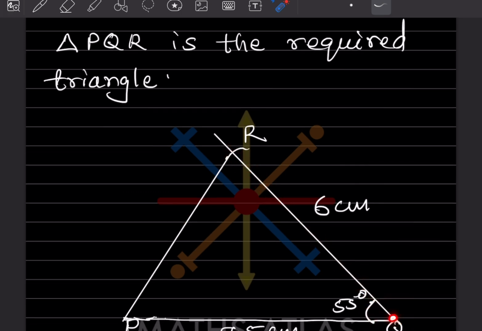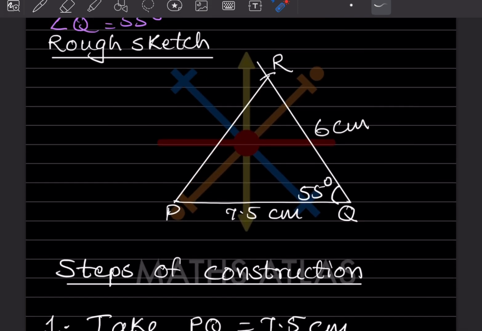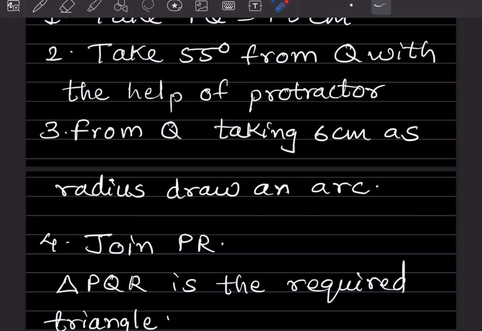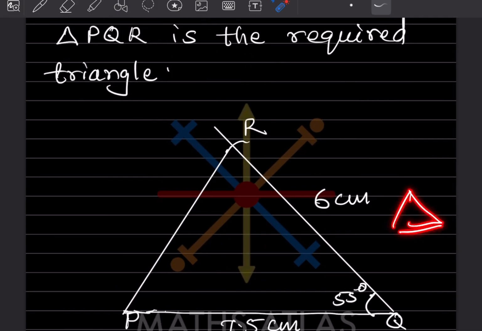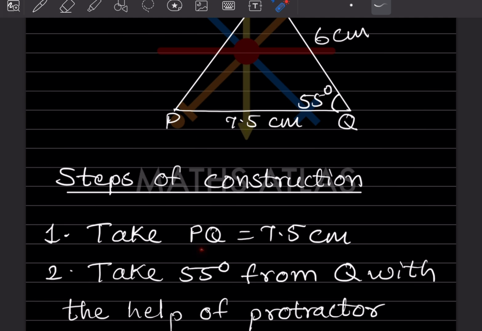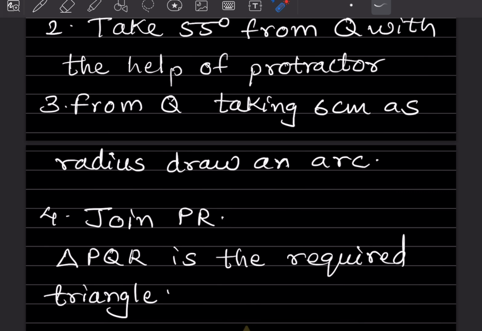And then you will place your compass, because here this QR is given as 6 centimeters. So you will take 6 centimeter on the compass and you will place your compass over here and you will draw one arc. So this will be R. So this is 6 centimeter. So you will join this PR. So these are all the steps. The same thing is given. You can write it in your own words. So you can go to these steps.